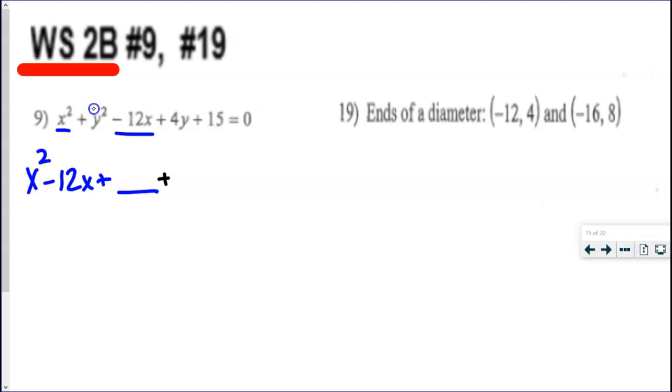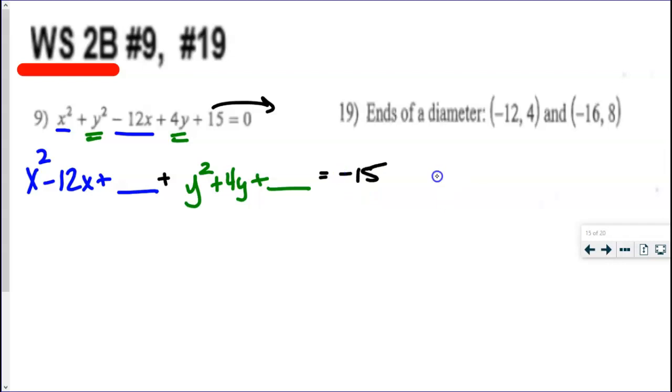And we do the same thing for the y's here. We've got y squared plus 4y plus blank. That constant of 15 basically just needs to move to the other side. So I'm going to subtract the 15 over, but then I can't forget that I've got to balance this equation out. So that blue and that green blank need to be added to both sides of the equation.